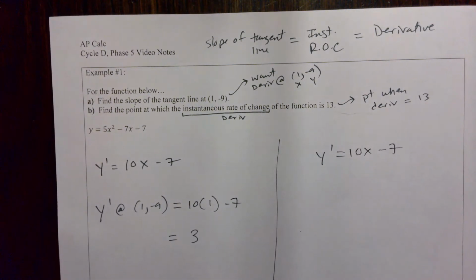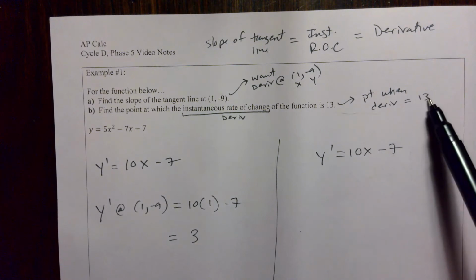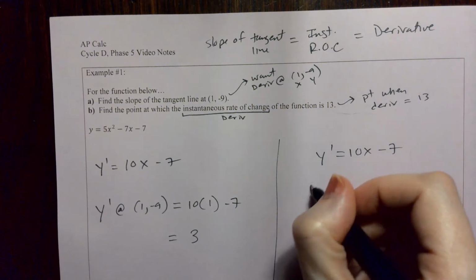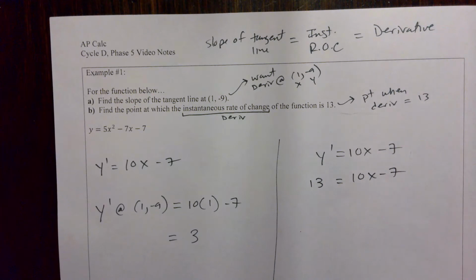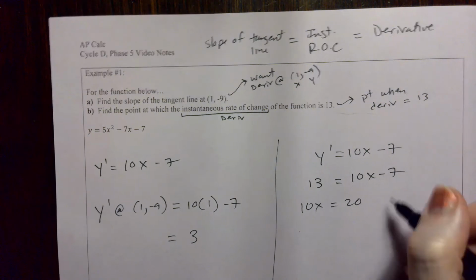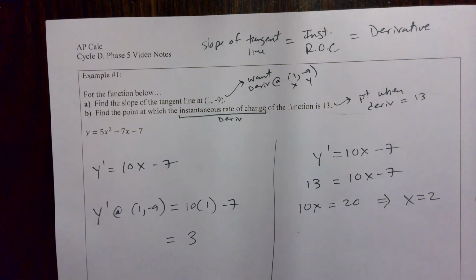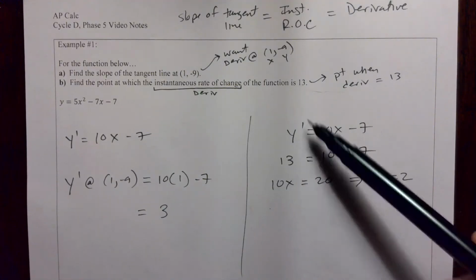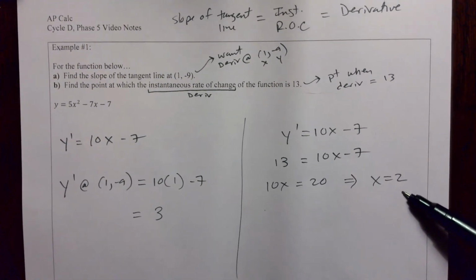But how are we going to find the point when the derivative is 13? Well, it's the derivative that they want to be 13. So 13 is going to go in for y prime because that's the derivative. So 13 goes in for y prime. All right, so this is 10x equals 20, and then x equals 2. So for y prime to be 13, we need x to be 2.